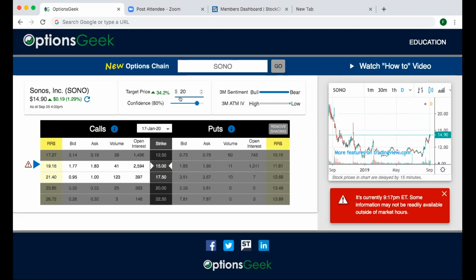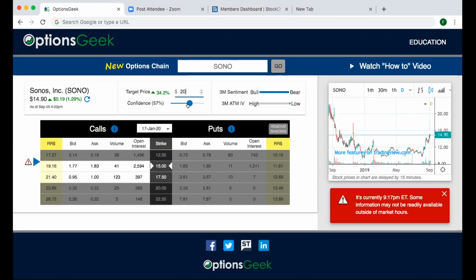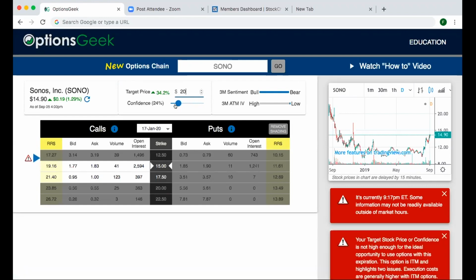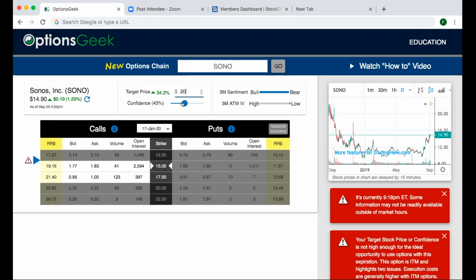Do you think 20 bucks? If you think 20 bucks and you have this confidence level around here, 70%, 80%. And what I mean by that is, if you were 100% confident, which you should never be, it's giving you 15 as the price. If you're 80, 70%, you could see it's starting to move lower. As you go lower in confidence, it's basically telling you, you know what, you're moving out of the range.